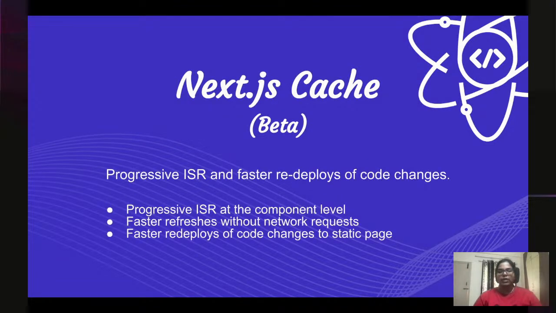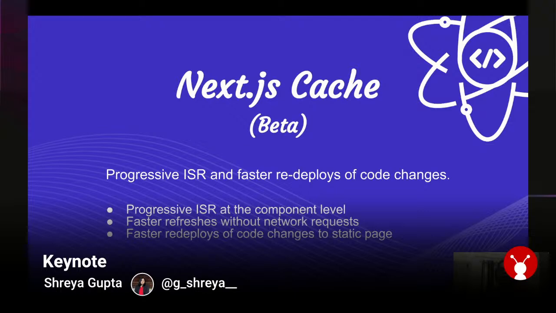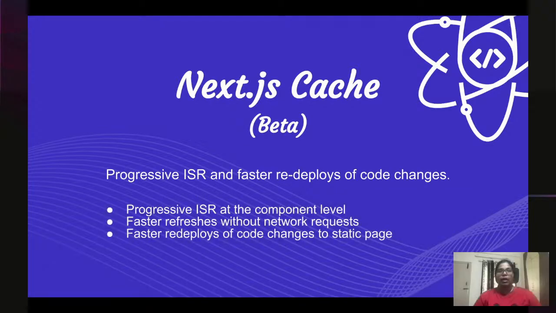Okay, so the next we have is the Next.js cache. When Next 13.2 introduced the Next.js cache, it was an evolution in ISR, which is incremental static regeneration. With the new updates, it unlocks progressive ISR at the component level, faster refreshes without network requests, faster redeploys, and code changes to static pages. ISR functions the same way it does now for completely static pages. What's new with the Next.js cache is that it provides a more granular, short-lived cache for sites that have more minute data fetching and blending of static and dynamic data.